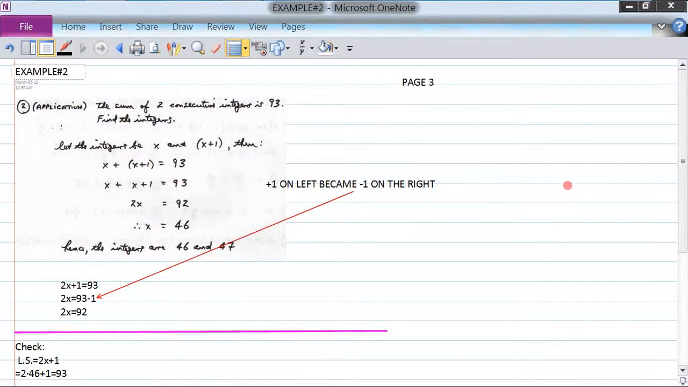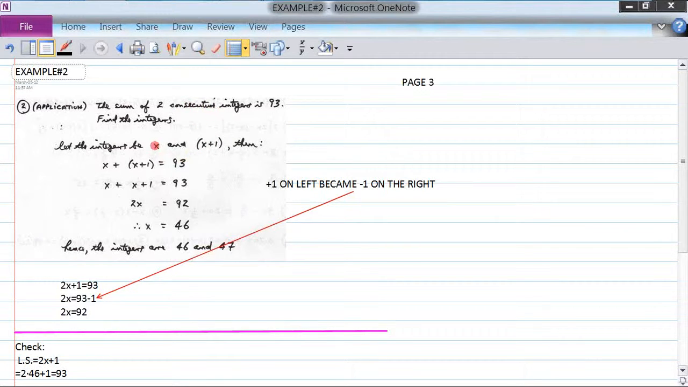Now let's take a look at this problem here. Example 2. The sum of two consecutive integers is 93. Integers are whole counting numbers, like 6, 22, minus 34. So if you have to find the integers, why? The sum of two consecutive integers is 93. So if the first one is x, then the one that comes right afterwards is x plus 1, because they're consecutive. Consecutive means they're right after each other.